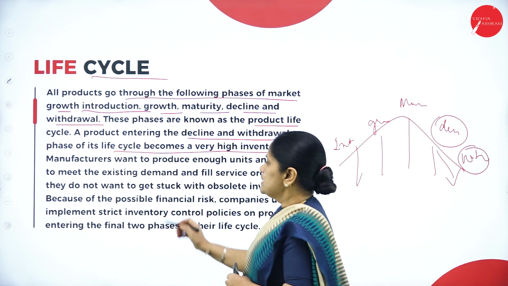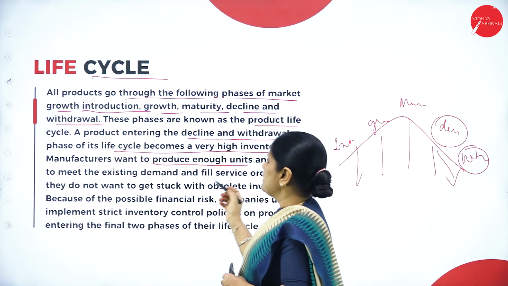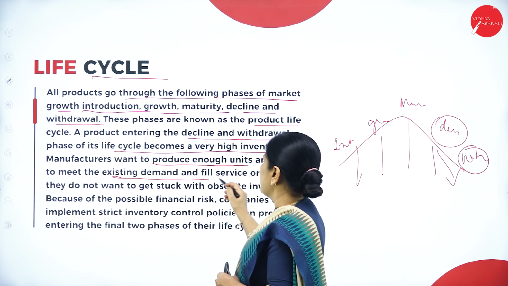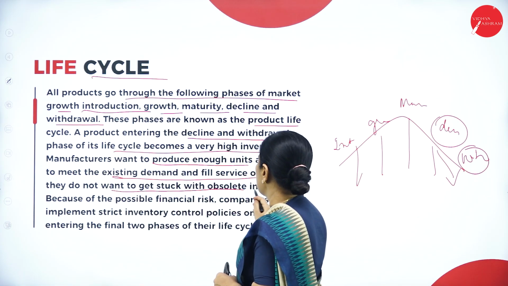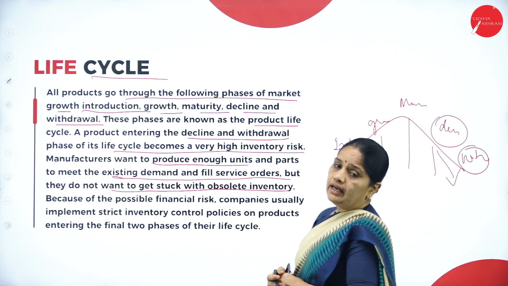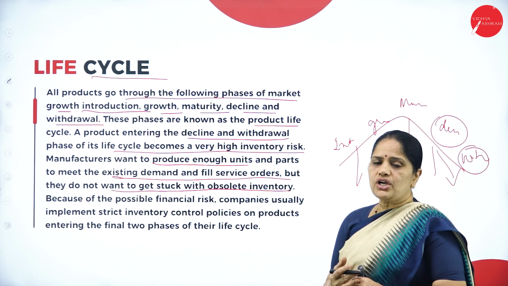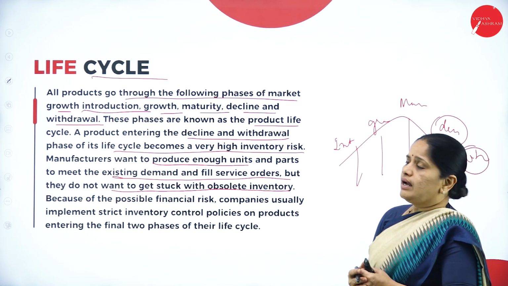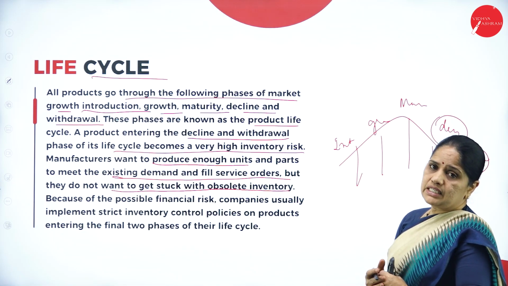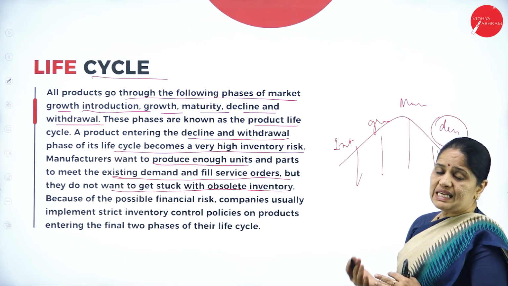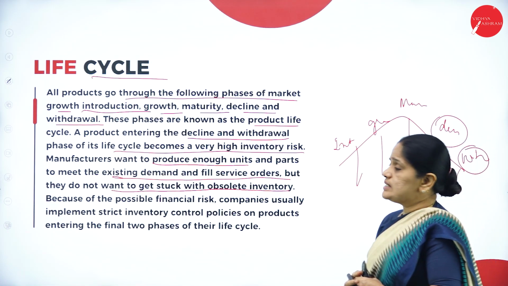So manufacturers want to produce enough units and parts to meet the existing demand and fill service orders, but they do not want to get stuck with obsolete inventory. Now, if they already have the order, they will be in a hurry to finish off the order and close it. But then they don't want to get stuck with the obsolete inventory. So if they produce in excess, then that will be obsolete and it will be of no use in the market.